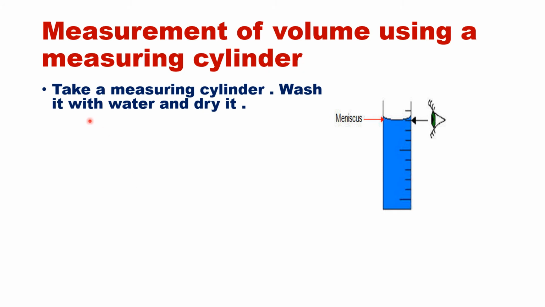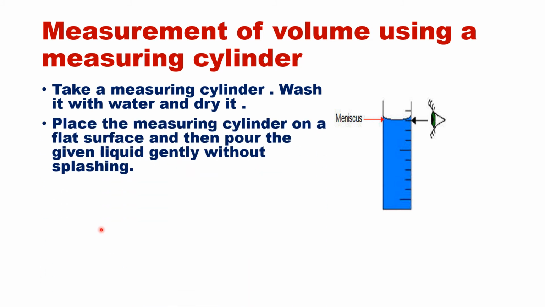So first, take a measuring cylinder, wash it with water and dry it. So that you won't allow water to stick here and there, you have to wash it and dry it. And then after that, what do we do? Place the measuring cylinder on a flat surface. Okay, and then pour the given liquid gently without splashing. So we have to pour the liquid gently into this. Okay, so here there is a blue colored liquid.